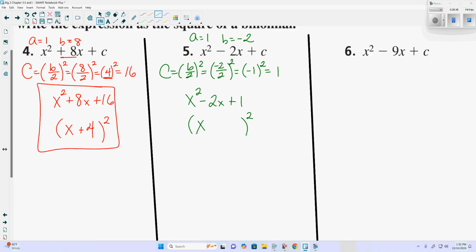Questions on anything we've done so far? So what would go inside the parentheses with our x? -1. Because the number inside our parentheses before we squared it to find c was -1. So the number we put inside our parentheses when factoring is -1, giving us x minus 1 squared. Questions on this here?